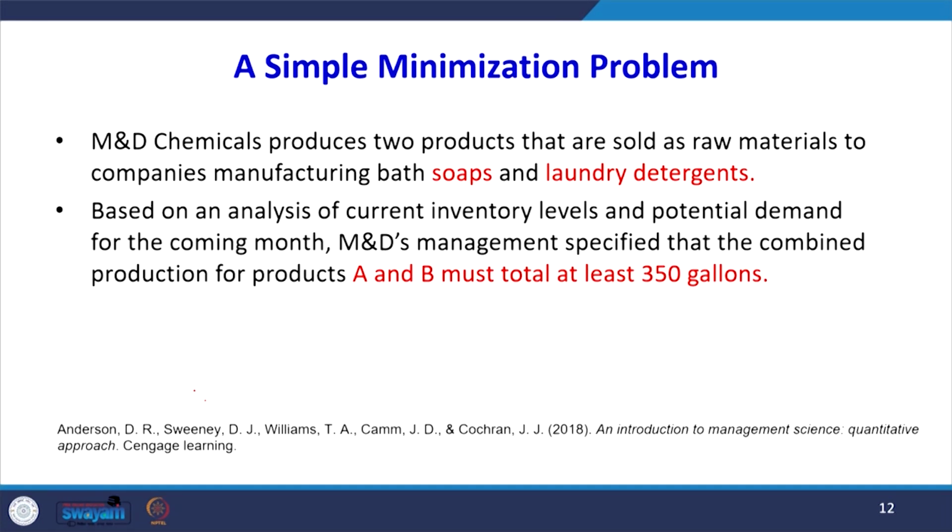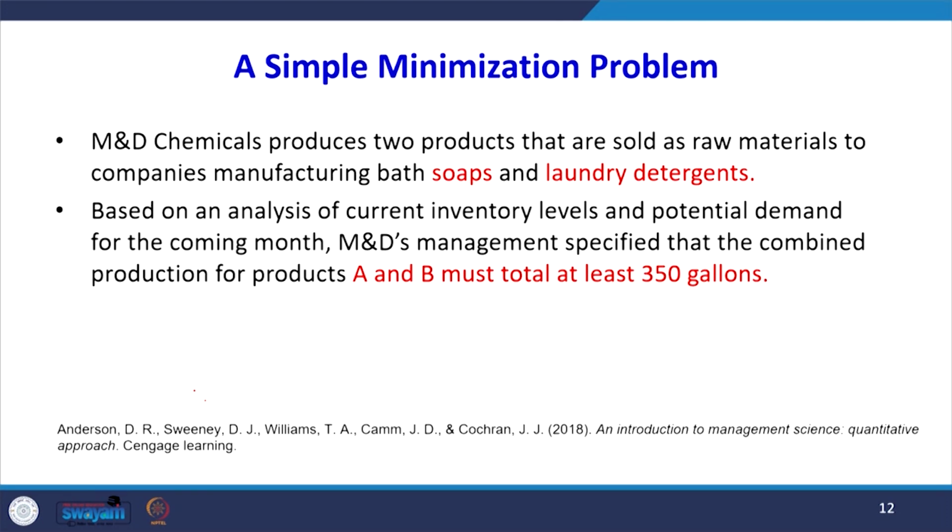Okay. Now, we will go to an example of a minimization problem. This problem is taken from the book by Anderson, Sweeney, Williams et al. The problem is like this: M&D Chemicals produces two products that are sold as a raw material to companies manufacturing bath soaps and laundry detergents.